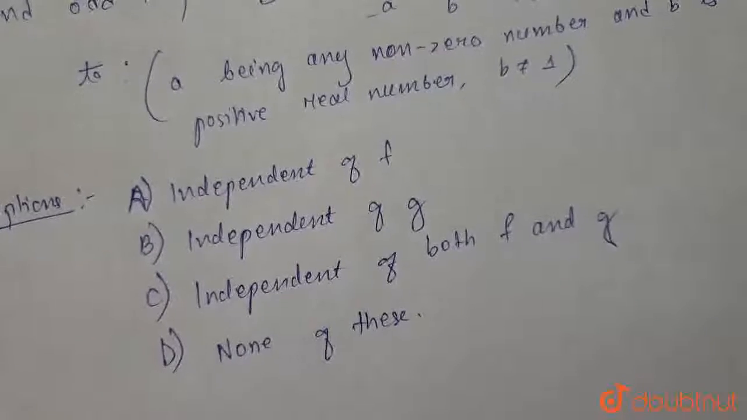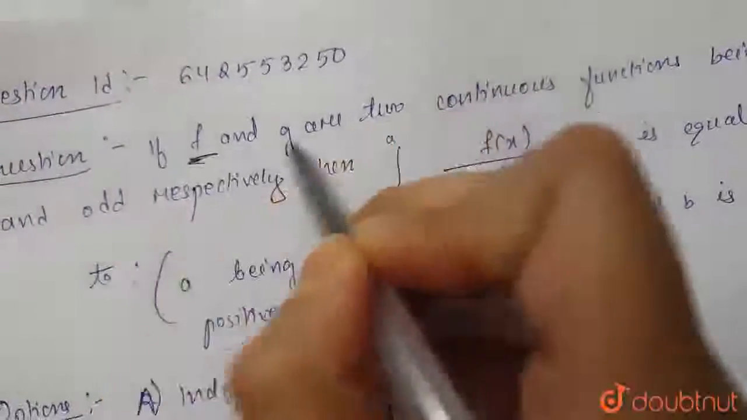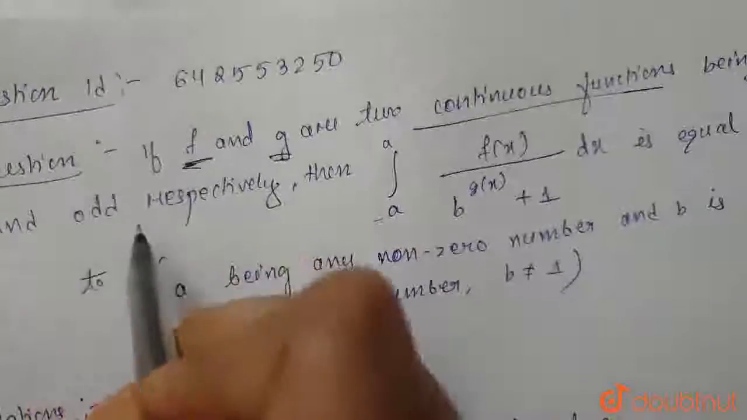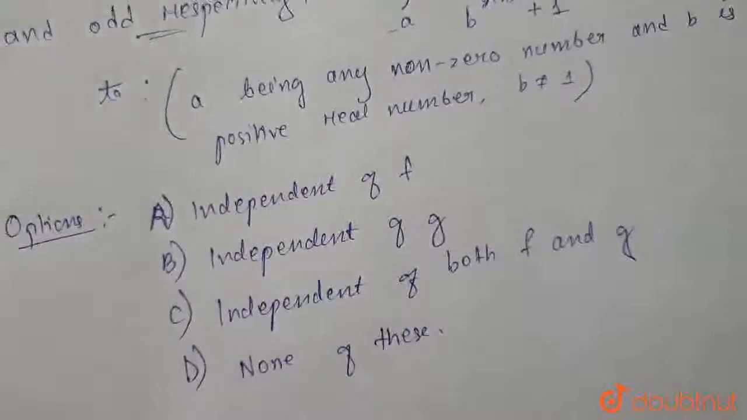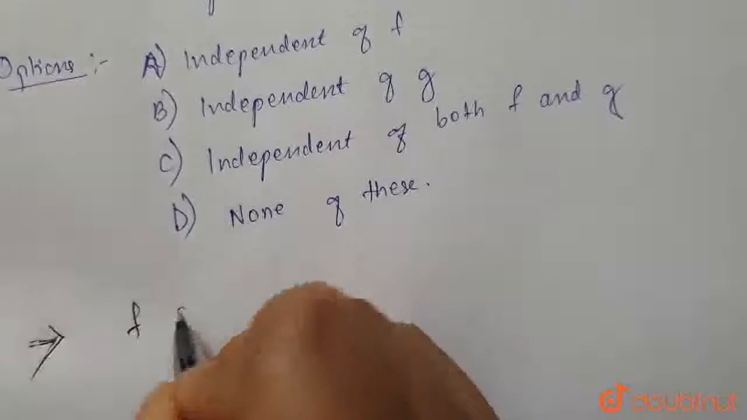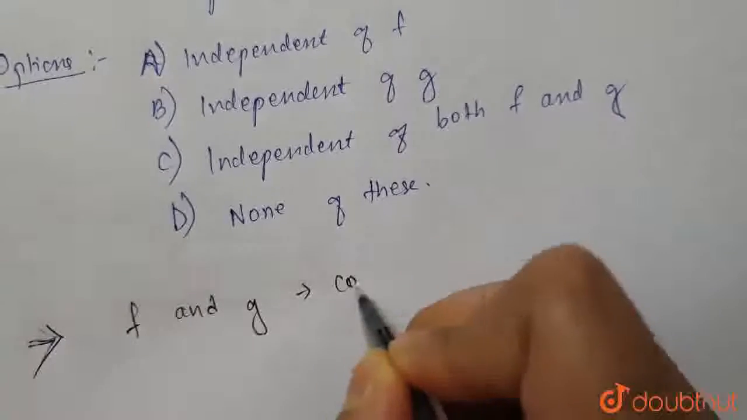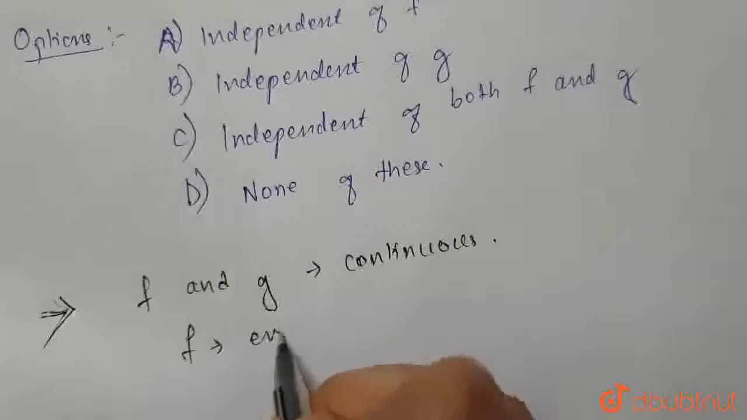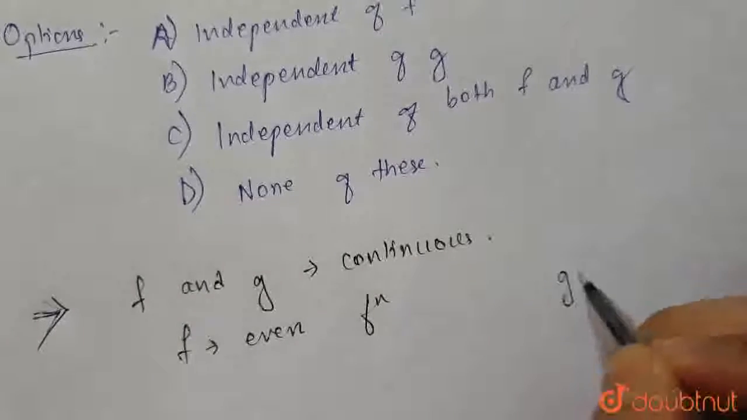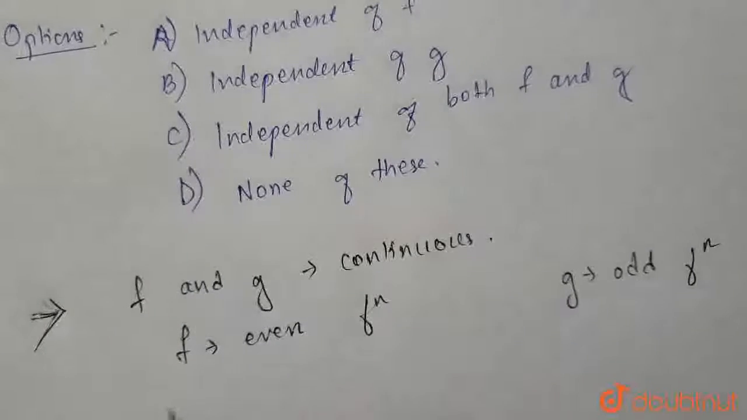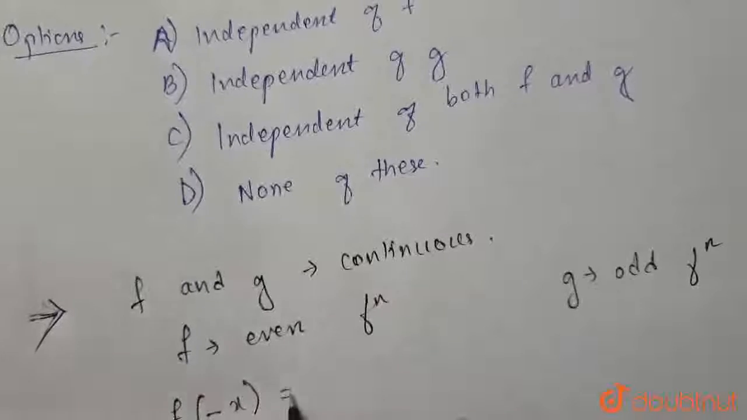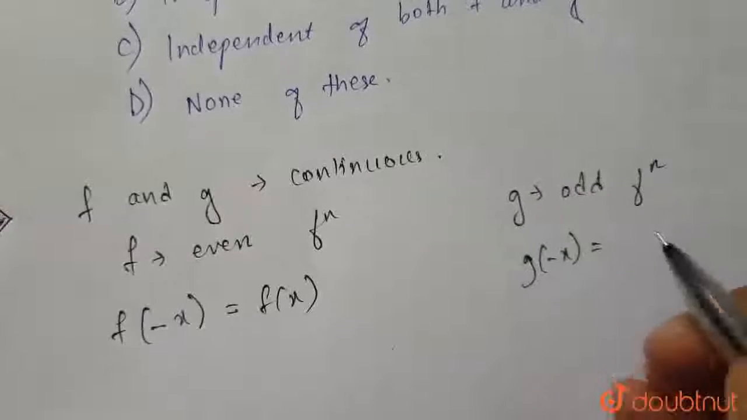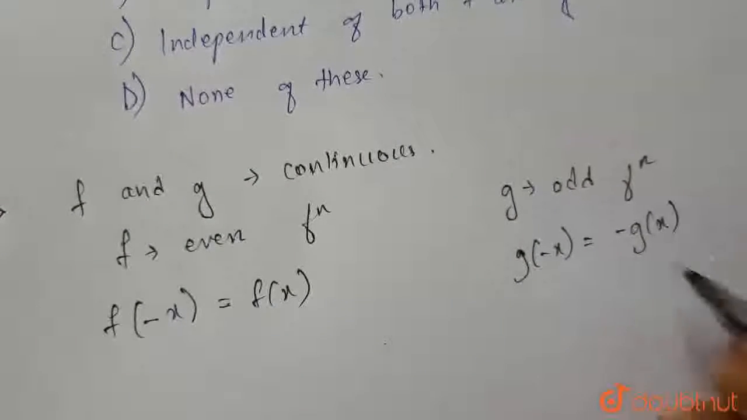In the question, we are given that f and g are two continuous functions, being even and odd respectively. So f is given as an even function and g is given as an odd function. So f of minus x will be equal to f of x, since f is an even function, and g of minus x will be minus g of x.